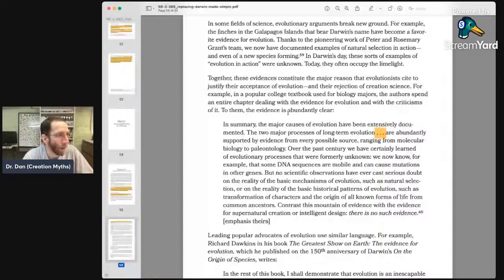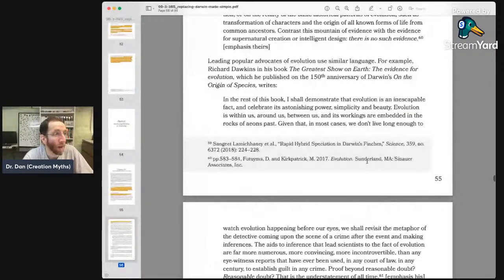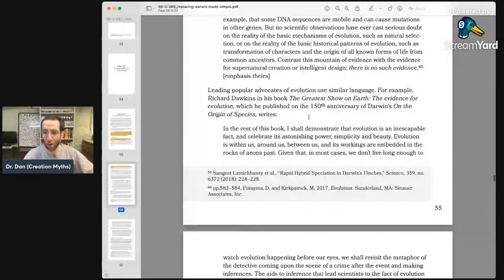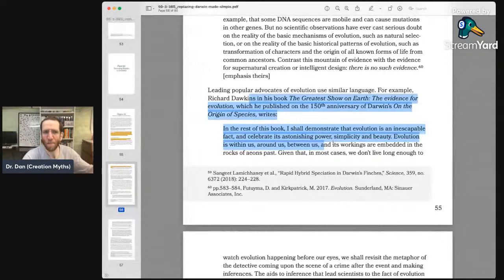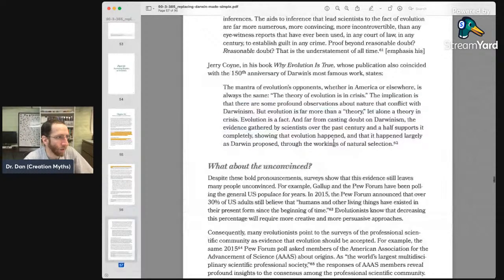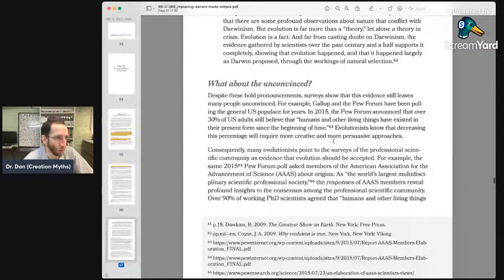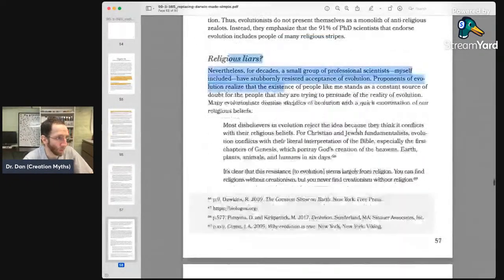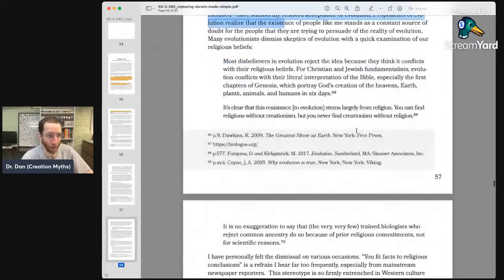Let's see what we've got here. Talking about Jerry Coyne and Why Evolution Is True. Oh, by the way, he's done giving evidence. He's just talking about consensus now. He's just saying big name scientists say that it's well supported. Yeah. So what about the unconvinced? Okay, let's see. I don't care about Richard Dawkins. Evolution is a fact. Okay, yes, I was right. Religious liars. Yeah, same people lying. People do lie. Jeanson lies. He's lied about stuff.